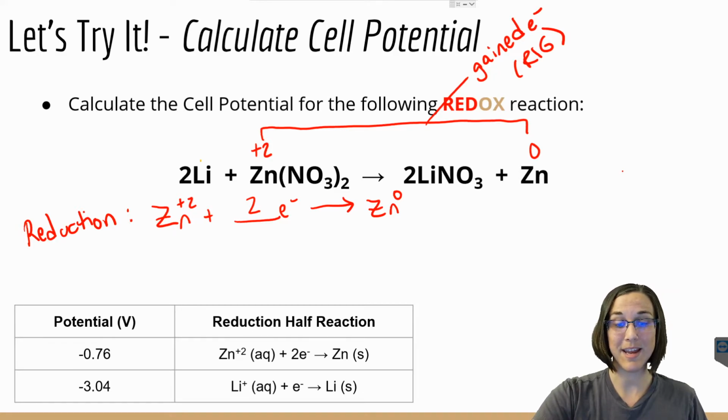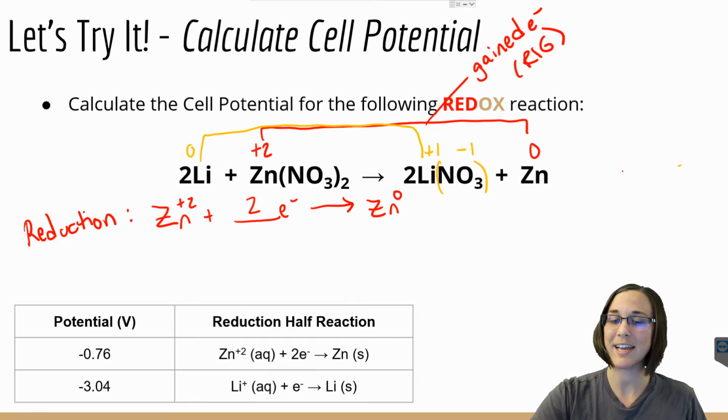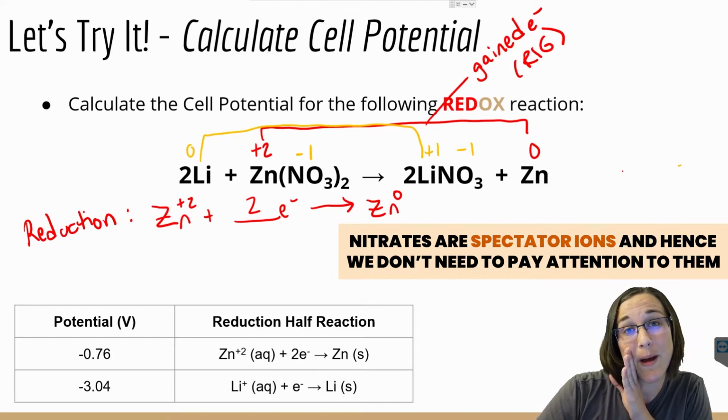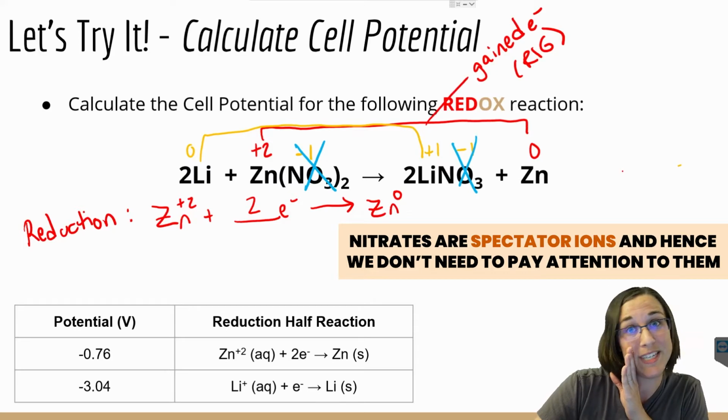Let's look at lithium next. Lithium starts with a 0 charge because it's by itself and ends up with a +1 charge. I know that from reverse drop and swap because nitrate here, a polyatomic ion, has -1 charge. There's also one down here that I can put up here. Likewise, on the reactant side, this nitrate has a -1 charge. In other words, we don't care about the nitrates. They're spectator ions. We don't care. Pretend they're not there.